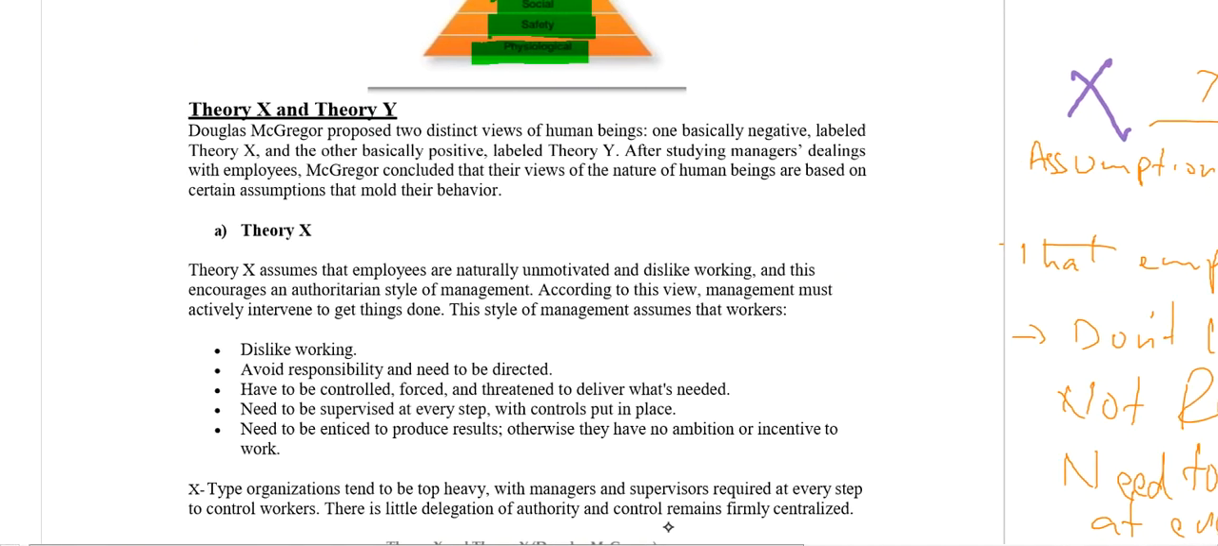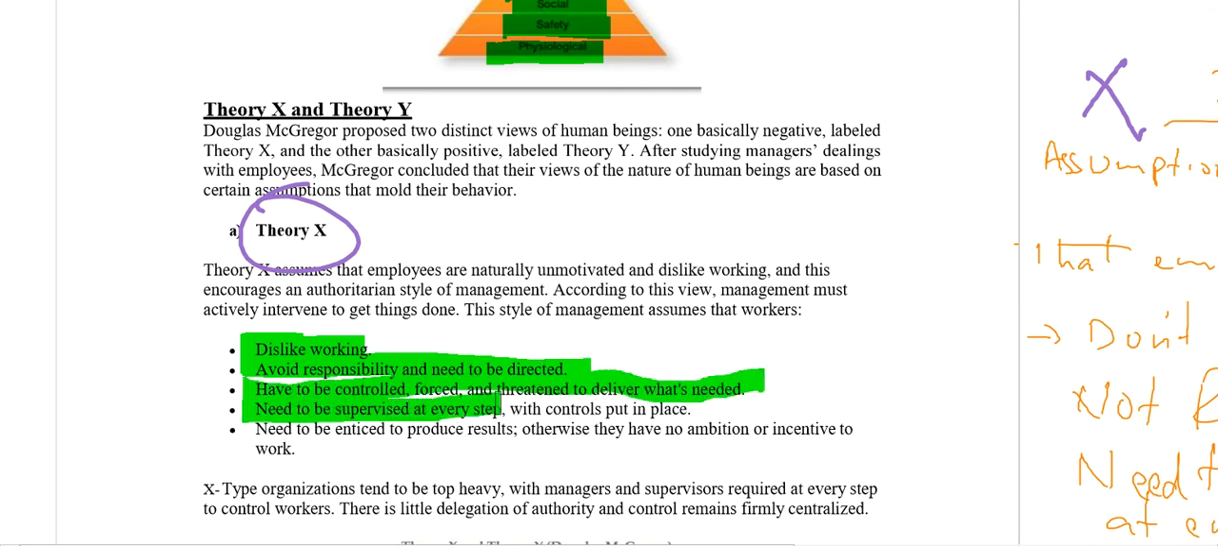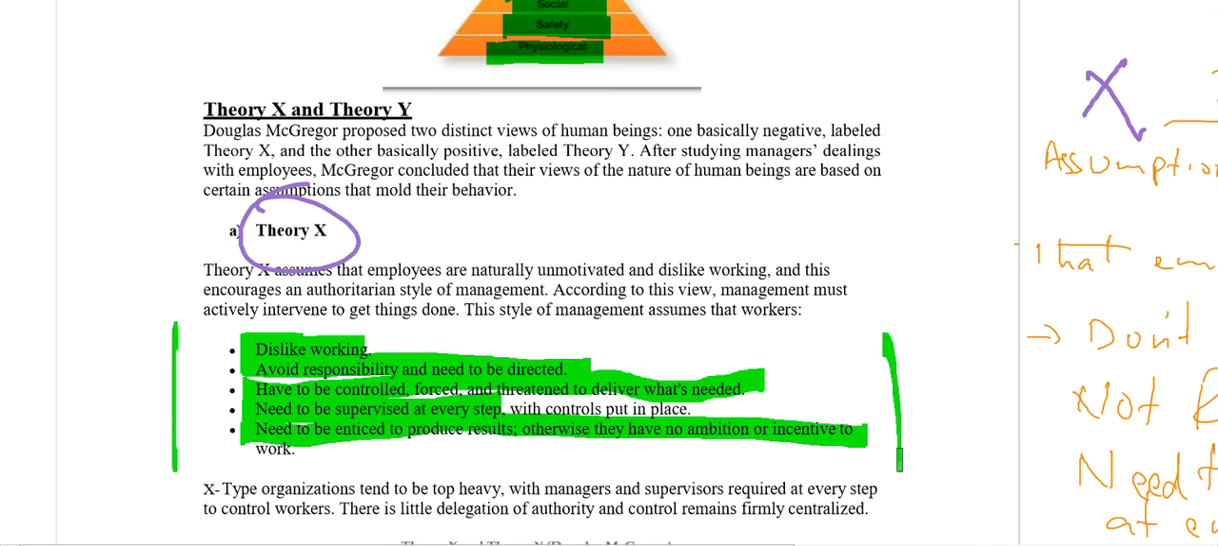So let's see what is written here. In theory X, there is an organization where the boss assumes that employees are not working well, they dislike work, they avoid responsibilities, have to be controlled and forced at every step, they need to be supervised at every step. I've told you, they need to be enticed to produce results, otherwise they have no mission to work. So these are the people we call useless, idle, not people who do any work.